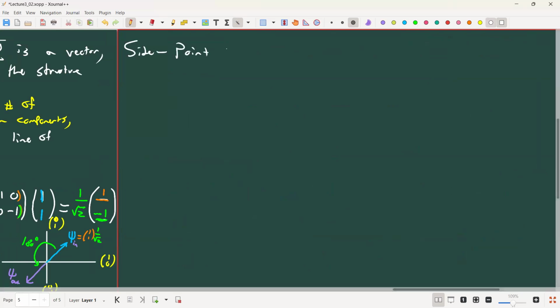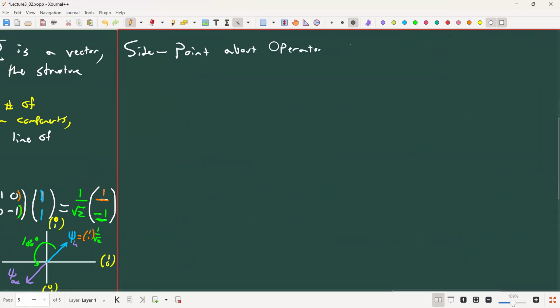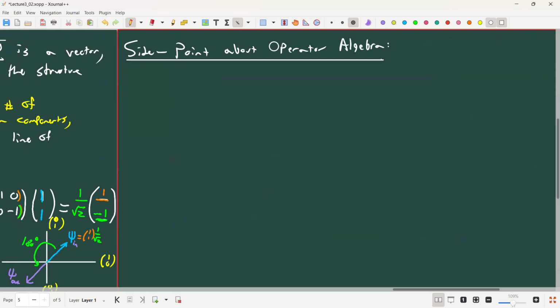This is a good algebraic point. I want to call it operator algebra. Wait, is it based off of which way the vector is? Yes. Okay. Yes, absolutely.